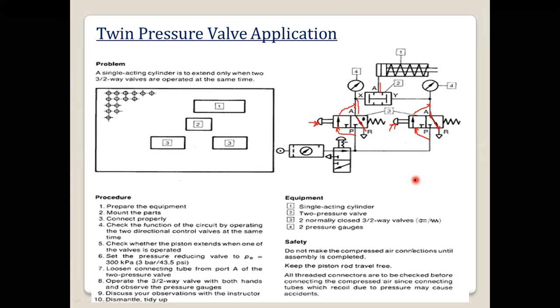So here, if we compare with the shuttle valve, at the same time I am operating DCV1 and DCV2. Due to that, compressed air is traveling to the twin pressure valve, then from there it is going to the single acting cylinder.